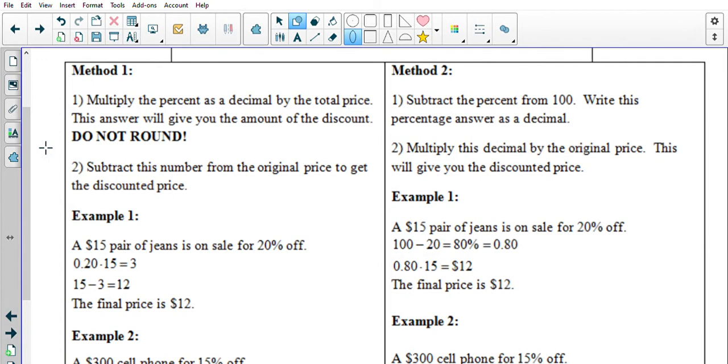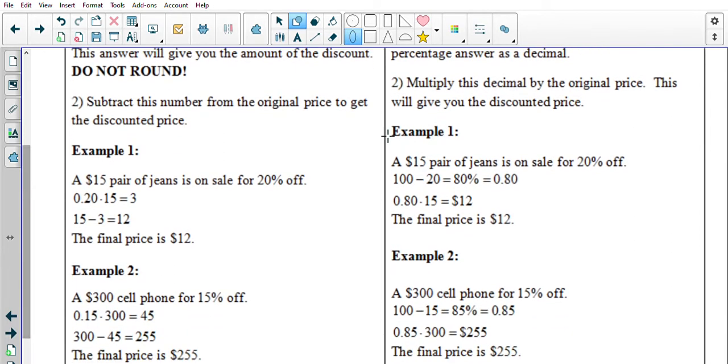Write this percentage answer as a decimal. We'll show you why this works in a moment. Then multiply this decimal by the original price. This will give you the discounted price. So let's take that $15 pair of jeans again, on sale for 20% off. Take 100% minus 20%, that's 80%. Why is that useful? It's useful because if you're saving 20%, it means you're going to pay 80% of the price. 80% as a decimal is 0.8. Multiply that by 15, boom, there's your sale price of $12.